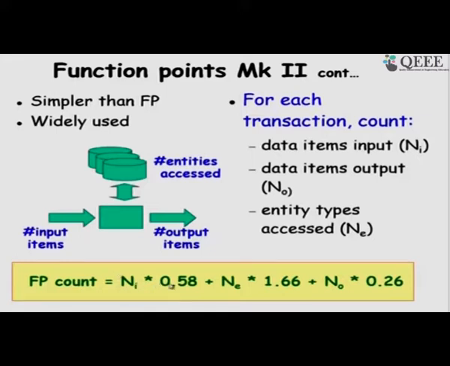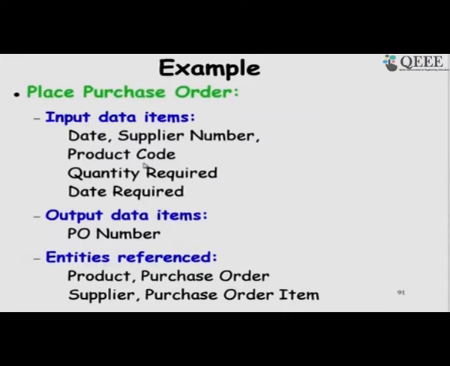number of data input into 0.58, number of entity types into 1.66. See, just see here that compared to input data and output data, the internal processing is taken care of by the entity types accessed, and the number of data output is 0.26. So, input data processing is much more complex than producing the output data.